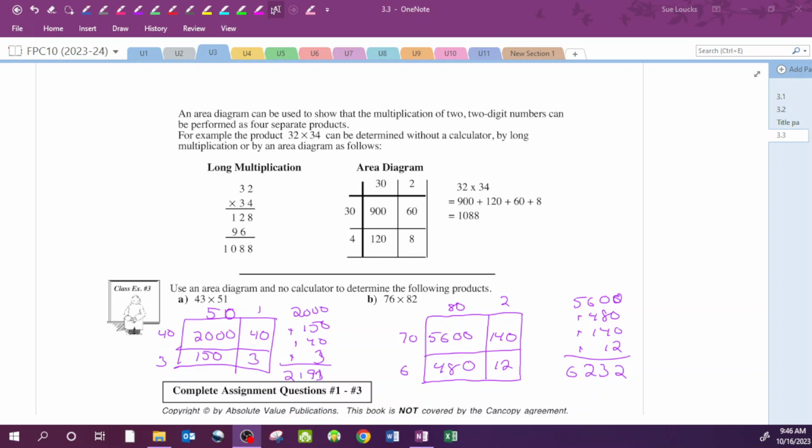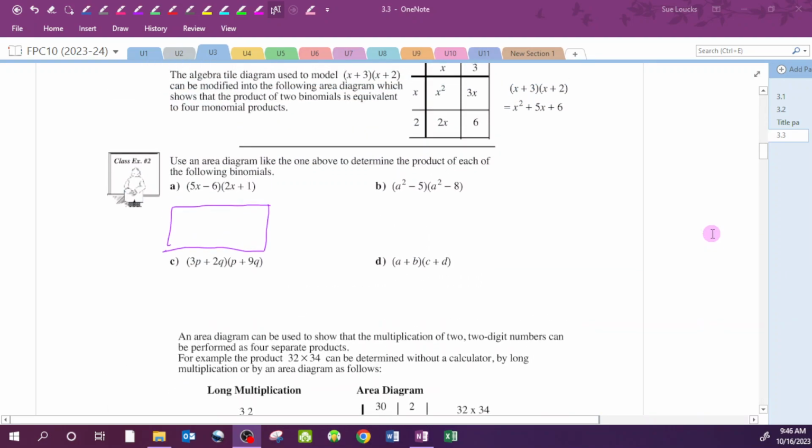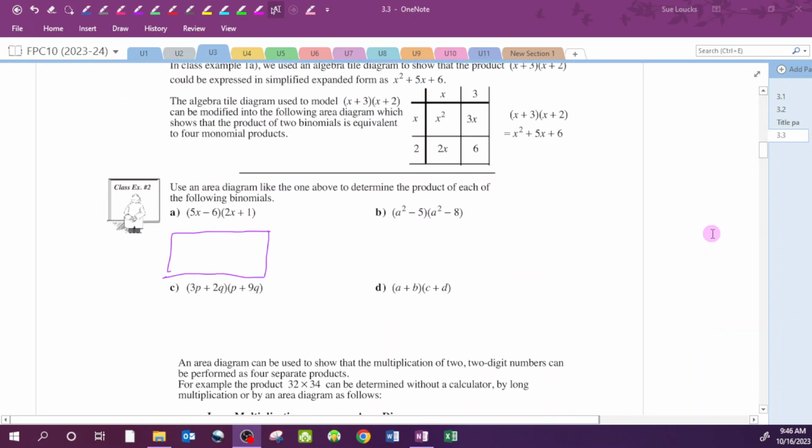So that's a really quick way to do multiplication, and since we know that it works for numbers where we know what the answer needs to be, we're going to extend this and do it up here for polynomials, or specifically binomials. So in example A here, I'm going to make this 5x and -6 and 2x plus 1. Then I'm just going to do the product of each little square.